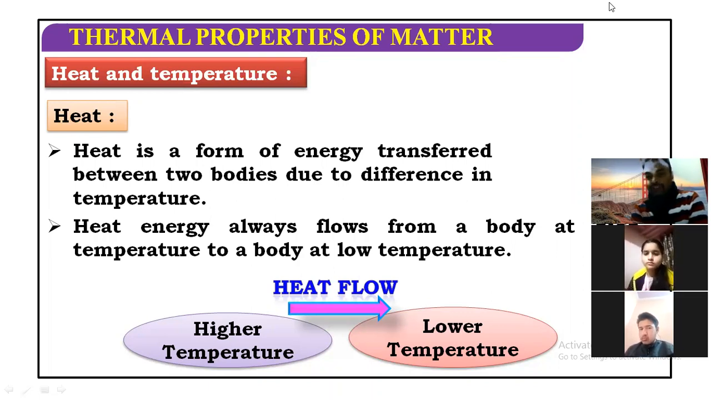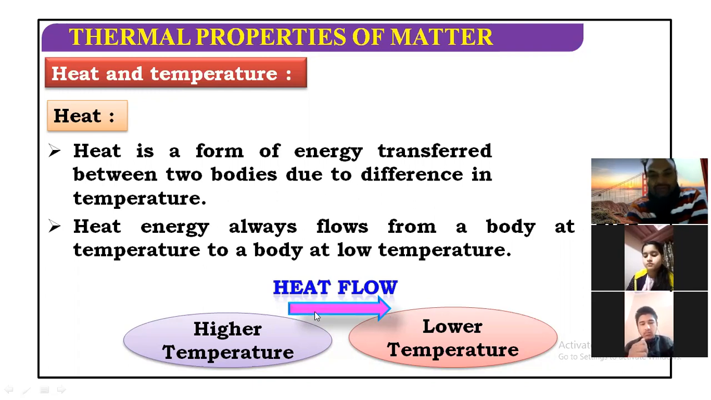It's not possible for the heat to transfer from the lower temperature to the higher temperature automatically. Heat always flows from higher temperature to lower temperature. We need not make any tool to help the heat flow from higher temperature to lower temperature. It's an automatic process. You can see in the picture, this arrow represents the direction of flow of heat, which is from higher temperature to lower temperature. I cannot reverse this arrow.